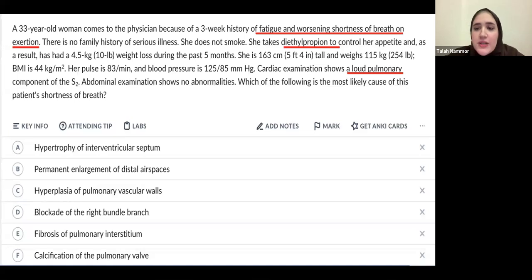Cardiac examination shows a loud pulmonary component of the S2. Abdominal examination shows no abnormalities. Which of the following is the most likely cause of the patient's shortness of breath? So we have worsening shortness of breath, we have fatigue, and we have a loud pulmonary component of the S2. So what do you guys think this is?